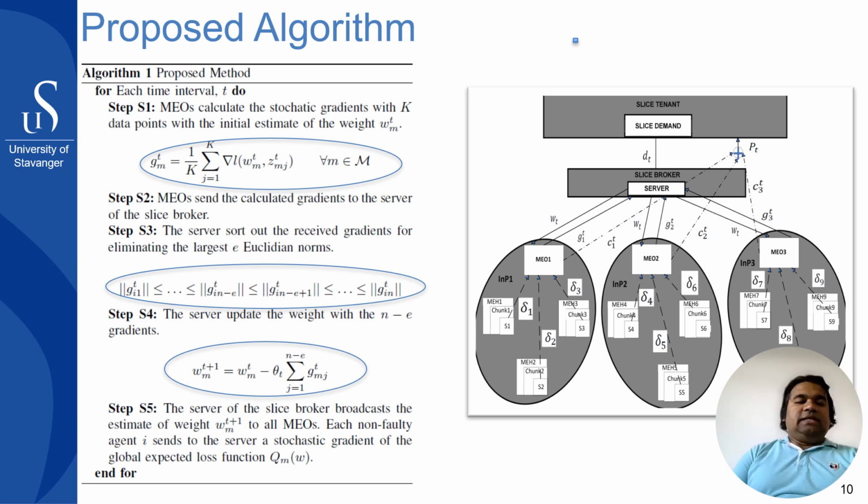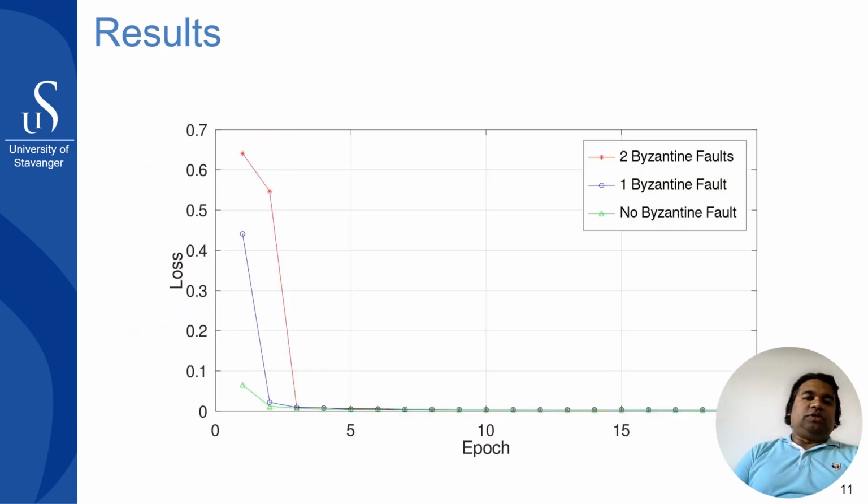Each non-faulty agent i sends to the server a stochastic gradient of the global expected loss function, which is basically QMW. So this is also important to share. If these steps are continuing, then the whole system works this way, and we can easily detect those Byzantine faulty nodes.